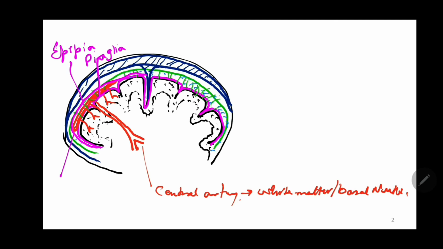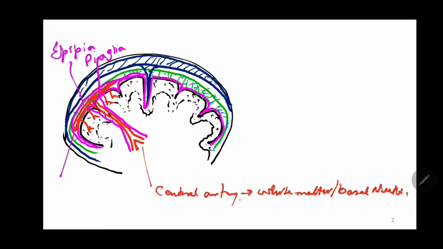In between these two layers of the pia you find the cerebral vessels. Now think about when they give these cerebral branches, the central arteries: they will either have to pierce the pia to reach down into the white matter, or they can wear the pia along their course. This is actually what is happening.